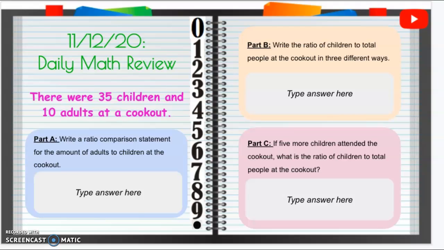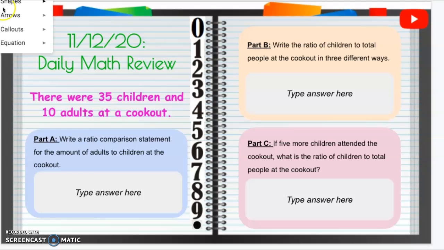November 12th, 2020 Daily Math Review. There were 35 children and 10 adults at a cookout. Part A. Write a ratio comparison statement for the amount of adults to children at the cookout.